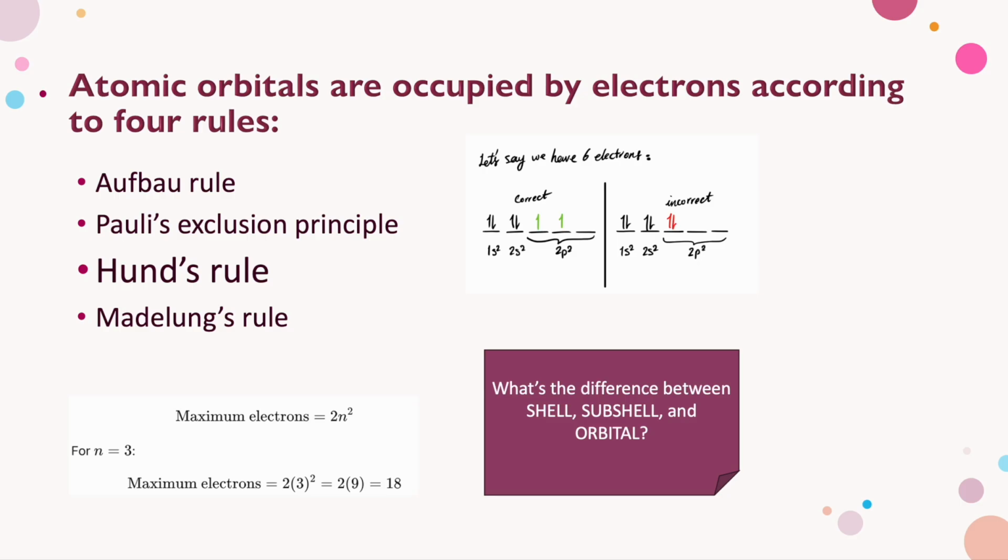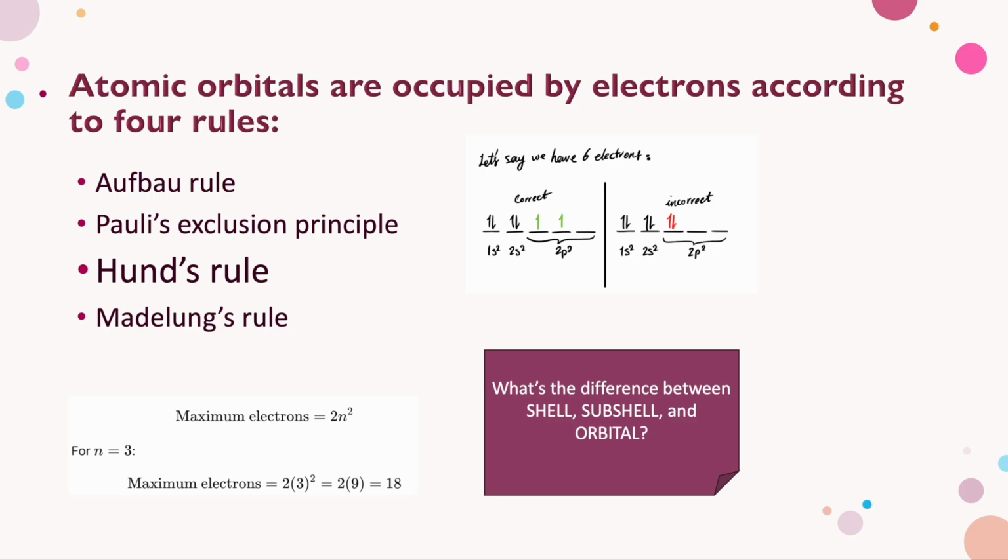Why 18? So the third energy level consists of 3 subshells. The 3s subshell, which has 1 orbital and 2 electrons. The 3p subshell, which has 3 orbitals and 6 electrons. In 3d, we have 5 orbitals and 10 electrons. You know that in each orbital we have 2 electrons, right? Okay, so adding these up, we have 18 electrons.